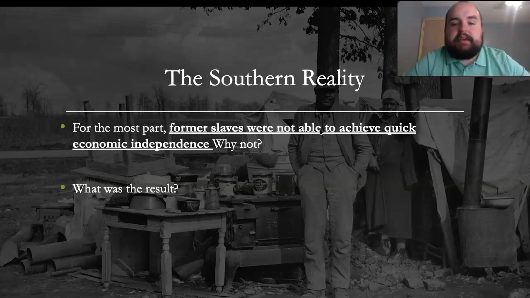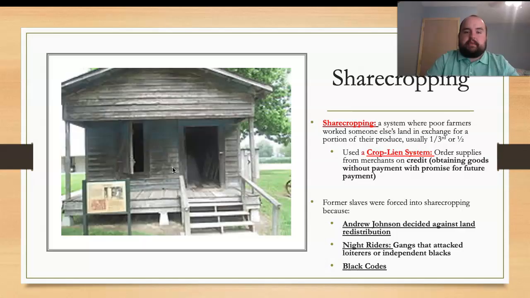However, ultimately, this didn't last very long because, for the most part, again, former slaves were not actually able to achieve quick economic independence. Why would that probably be the case? All right, yeah, the black codes that we talked about last week were one of the biggest examples. There were still laws being put into place, especially once Reconstruction started to wind down and the North lost its influence, that kept African Americans from working, would force them into labor if they tried to loiter, could steal their guns, all sorts of crazy things. So the result of that is probably an infamous economic system that you've probably heard of, sharecropping.